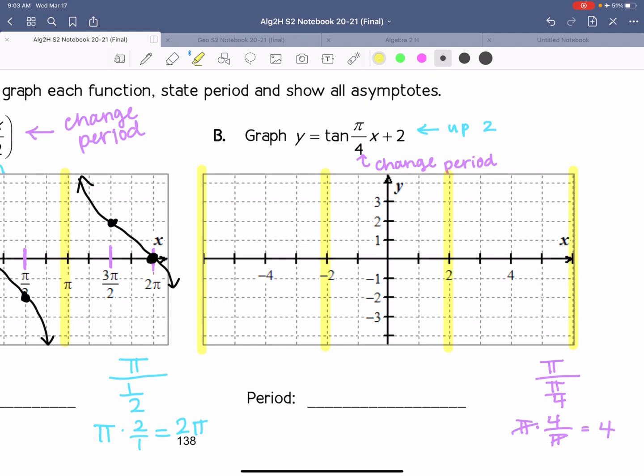Okay, the next thing that happened is it shifted up 2. So we're going to draw just a little, like this is our new midline. New midline. So just kind of make a dashed line. This is the new midline.